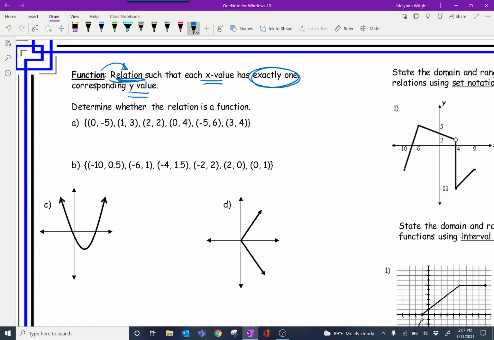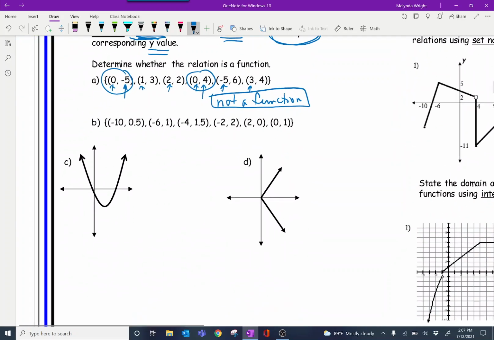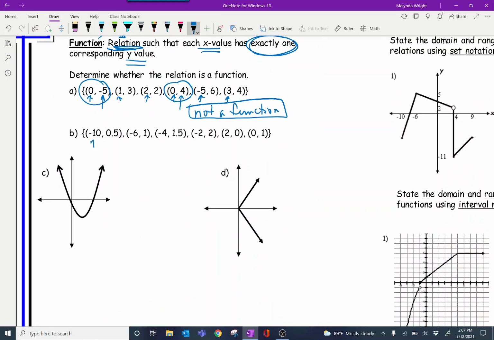So when we just have a list of points, we need to look at all the x values and see if any are duplicated. Let's see, the zeros are duplicated. Okay, none of the others are. So now we look at the ones with the zeros, and they map to different y values. So this is not a function. Okay, one more where we just have a list of points. Again, we're going to focus on the x's, see if any of the x's are duplicated, and they're not. They're not duplicated, so this is a function.